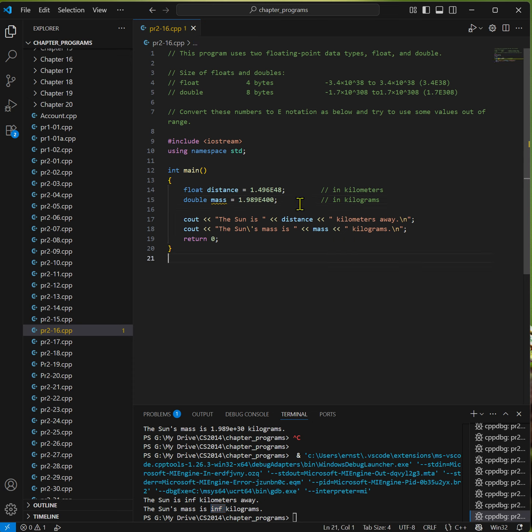So again, try to know these numbers over here. This is 10 to the power 38, and over here 10 to the power 308. Once you have those numbers, then you have an idea of where the range should be.